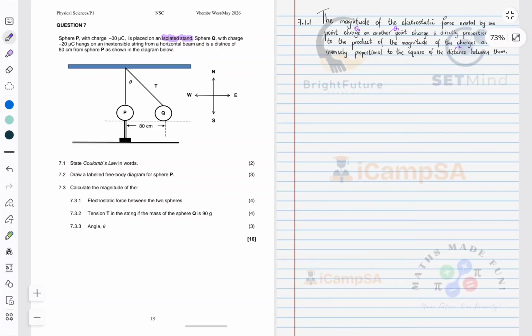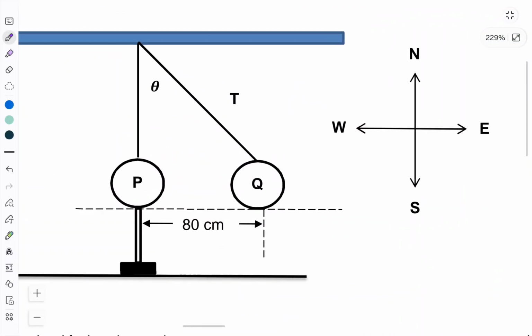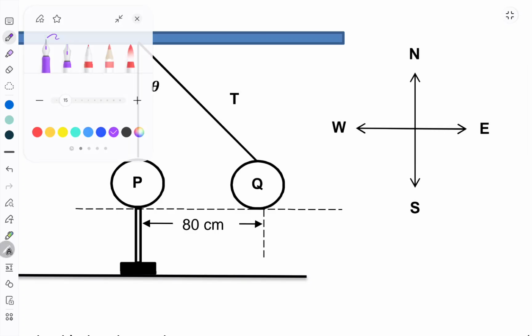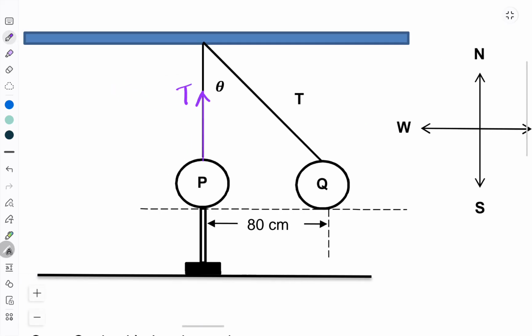Draw a labeled free body diagram for sphere P. Okay, let's check out sphere P on the diagram before we draw a free body diagram. So sphere P, there'll be a tension because there's a string here. Remember when we read there was a string there? So there'll be tension there. And then it will experience an electrostatic force due to the presence of Q. So this will be a repulsive force. That will be FQ on P.